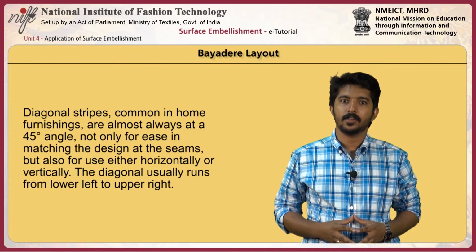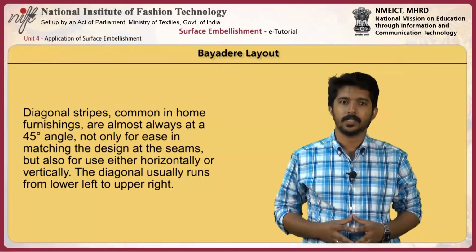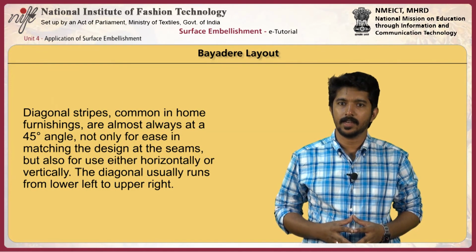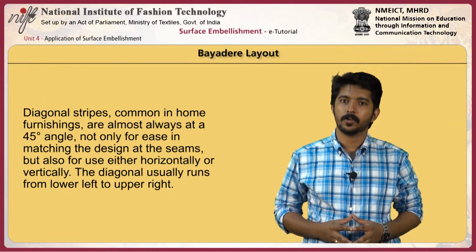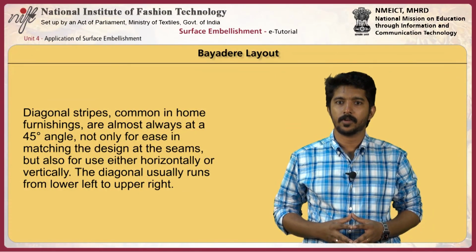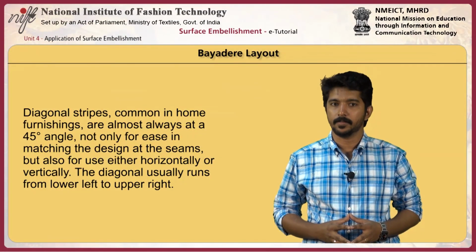Diagonal stripes common in home furnishing are almost always at a 45-degree angle, not only for ease in matching the design at the seams, but also for use either horizontally or vertically. The diagonal usually runs from lower left to the upper right.